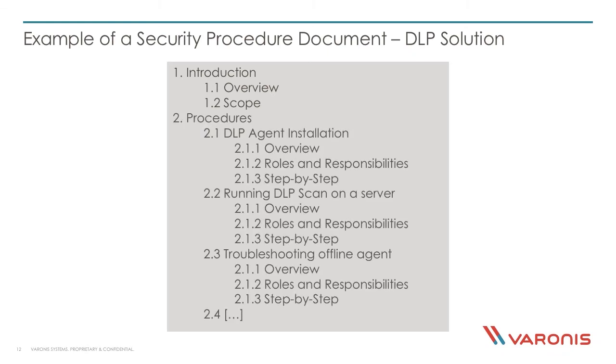Then, in the second section, we have the procedures itself. For example, the first procedure is the DLP agent installation. Inside of this procedure, we have a quick overview, the roles and responsibilities for that specific task, and, most important, the step-by-step showing how to perform that specific task. Pretty cool, right? We also have other procedures in this document, such as how to run the DLP scan, how to troubleshoot an offline agent, and so on. It is a very straightforward document, but that will improve a lot the performance of your team.